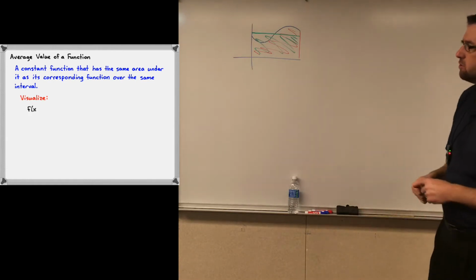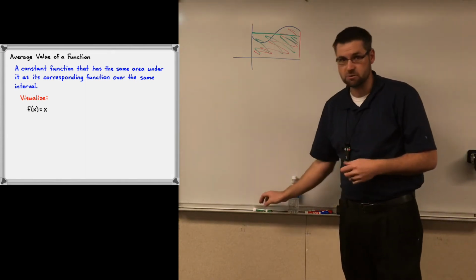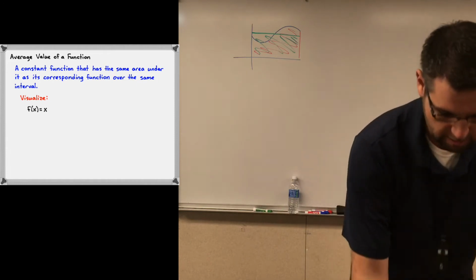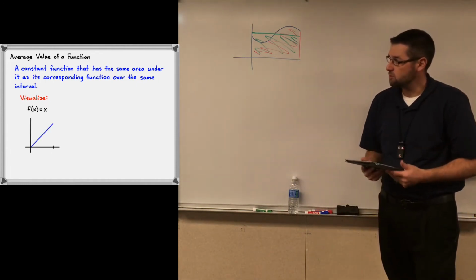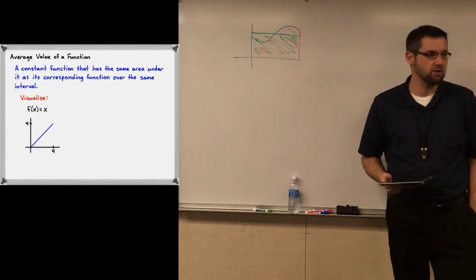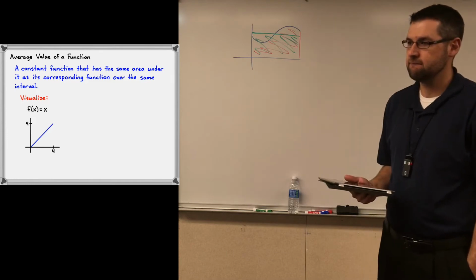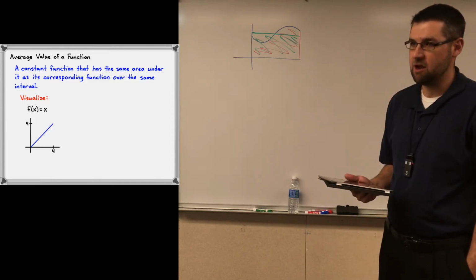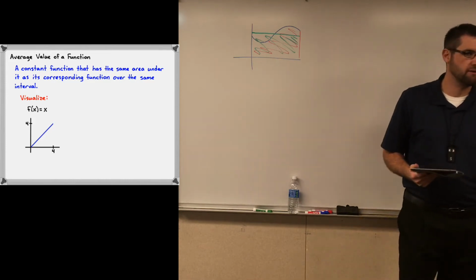Let's look at another example. f of x equals x. What is that? A line with a y-intercept of 0 and a slope of 1. So if we look at that and I want the average value, the first thing I'm going to do is find what? The area under the curve. Well, what is the area under that curve?